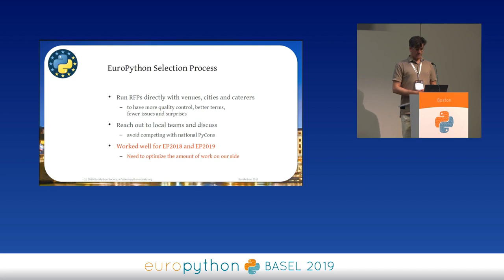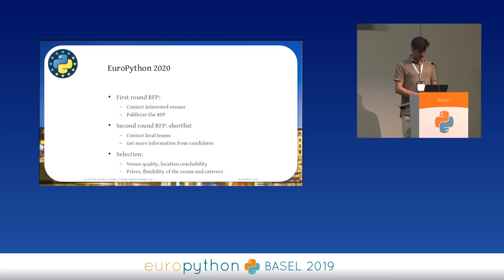But we do have to improve it a bit because last time it was still too much work, because we had 30 candidates that sent in bids. It's way too much to handle because you have to consolidate everything and put it into spreadsheets and try to make some sense of it and unify the data and so on. So this year we're going to put even more work on the conference venues and ask them for more detailed bids, including more numbers. So this has worked well.